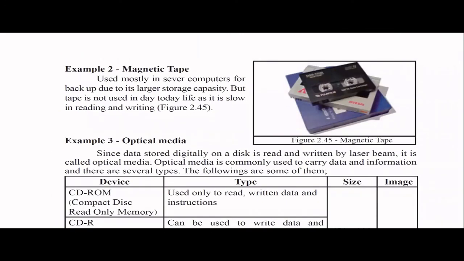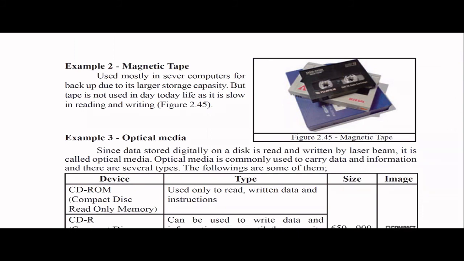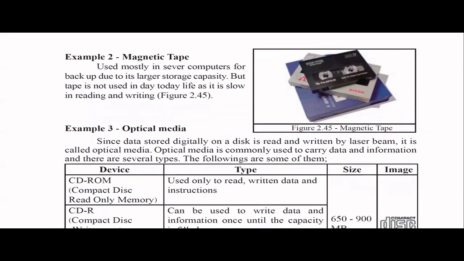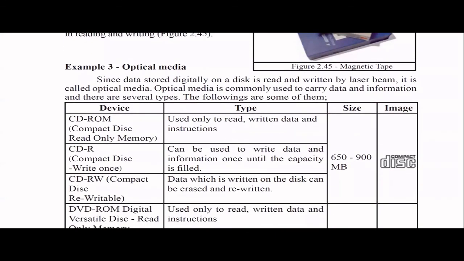So this is the next device under the same category, magnetic tape. Nowadays we are not actually using this. In the early days we had cassettes and all these magnetic tape devices. But nowadays we don't use them because they have very low capacity and are very slow. Okay. So, optical media.